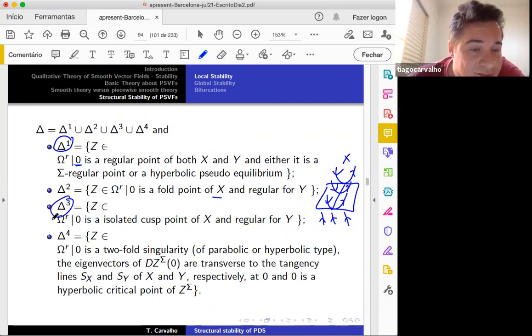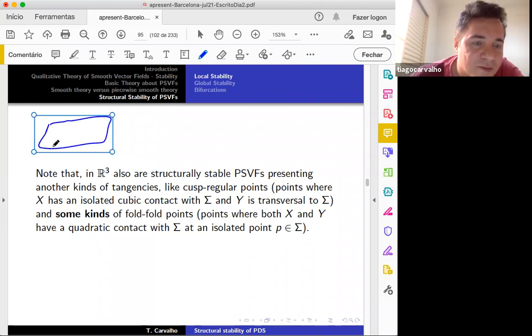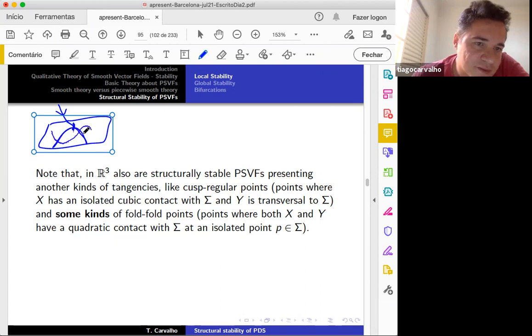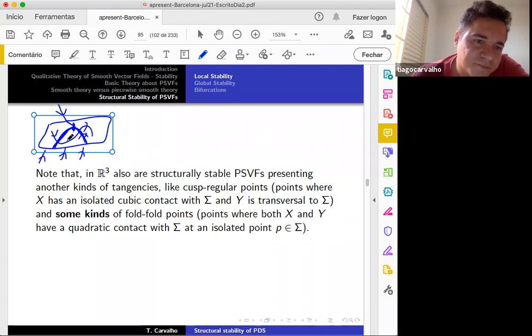The set delta 3 is the set of piecewise smooth vector fields presenting an isolated cusp point for one vector field and the other vector field transverse. For example, let me do a picture in some place. Let me do here. For example, we can have a cusp point here, okay? This is an isolated cusp point. And near this isolated cusp point, on one side we have visible fold points, and at the other branch we have invisible fold points, okay? And the other vector field is transversal to sigma.